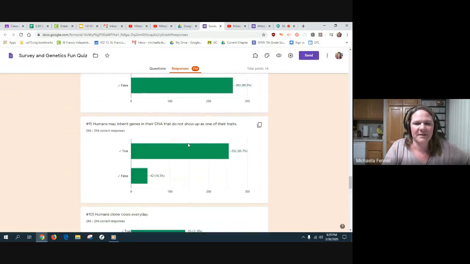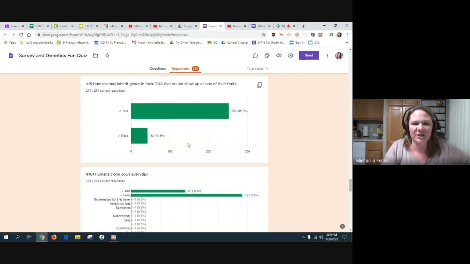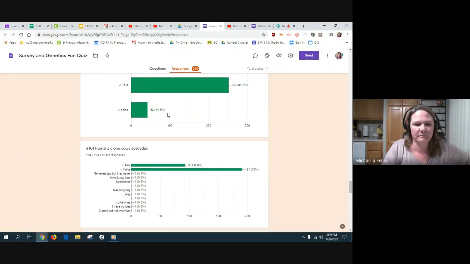Excellent. Number nine, humans may inherit genes in their DNA that do not show up as one of their traits. That is true. And again, this goes to something we call recessive genes, which we'll explain what that is at the end of the chapter.